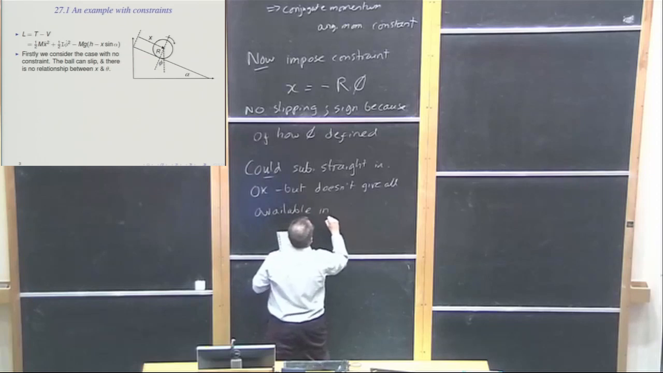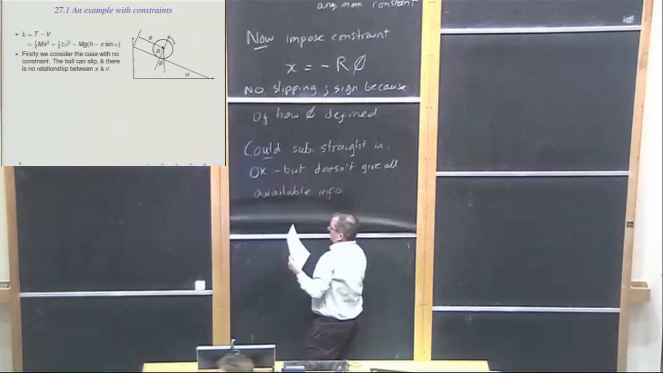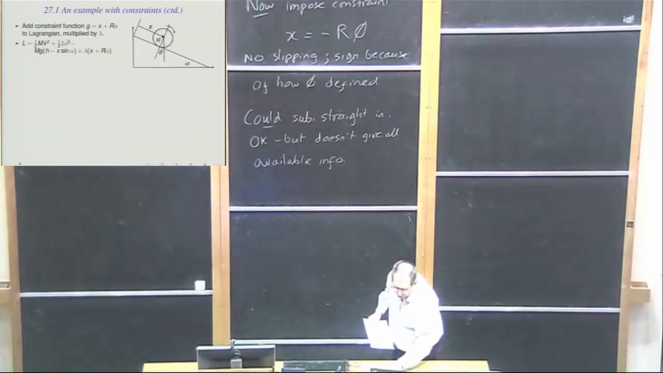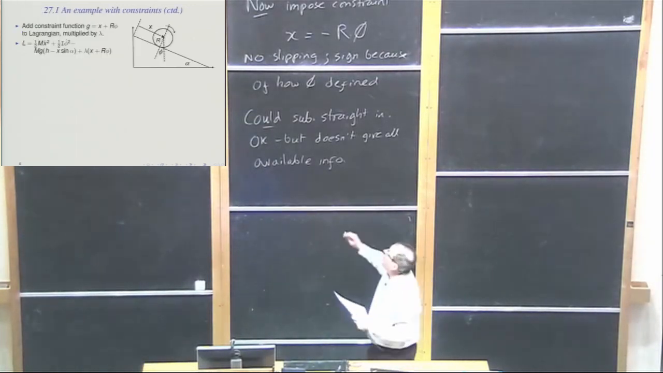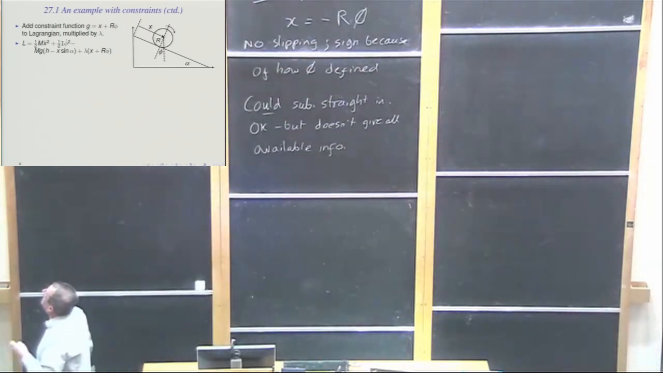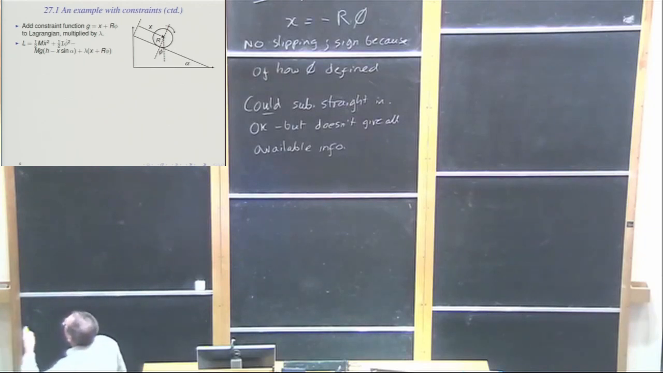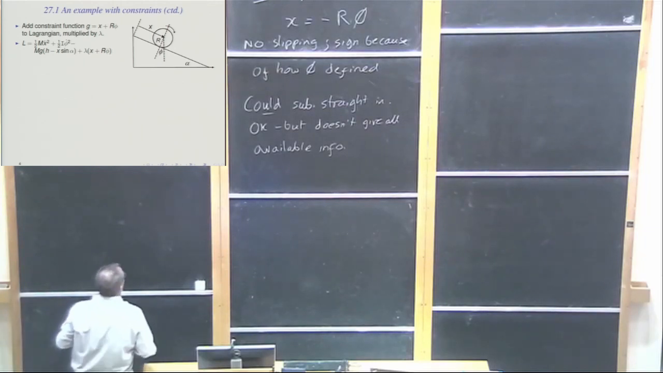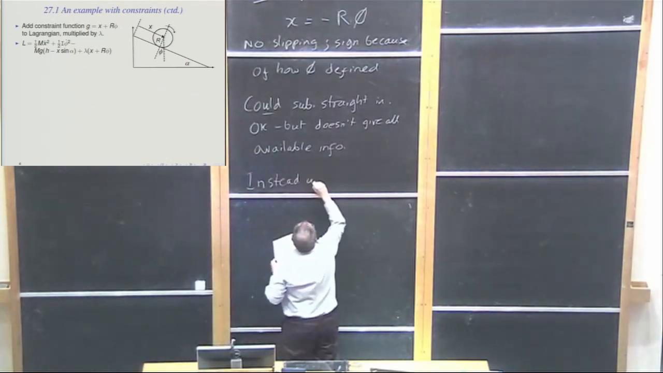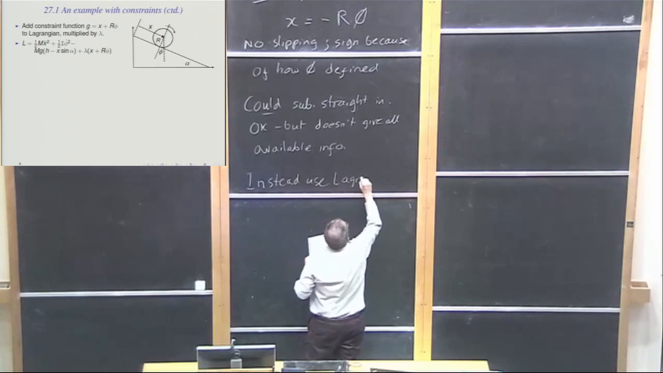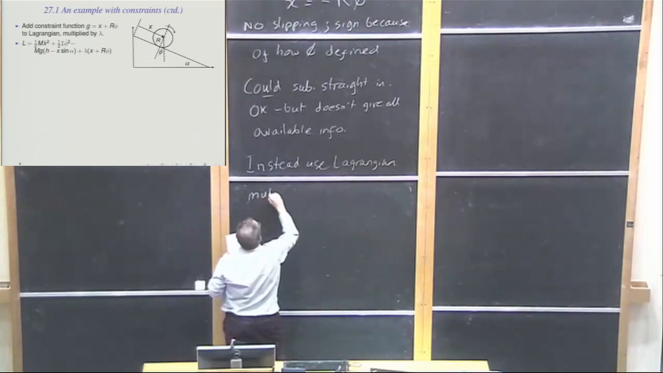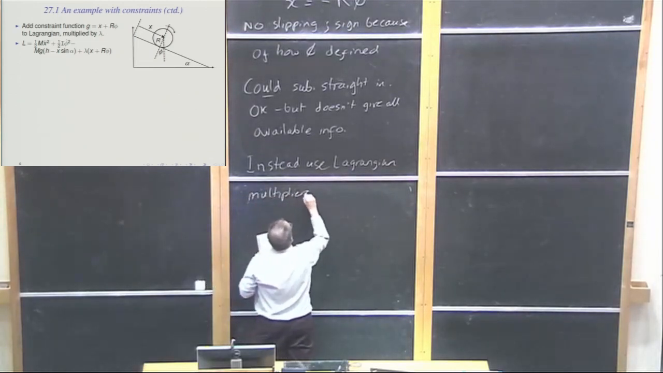And this will become clear now when we do it by applying the constraint by the method of Lagrangian multipliers. Okay, so this was something we introduced yesterday, and we had one example. So let's look at it with this second example. So instead, use Lagrangian multipliers. So let us remind ourselves what this means.